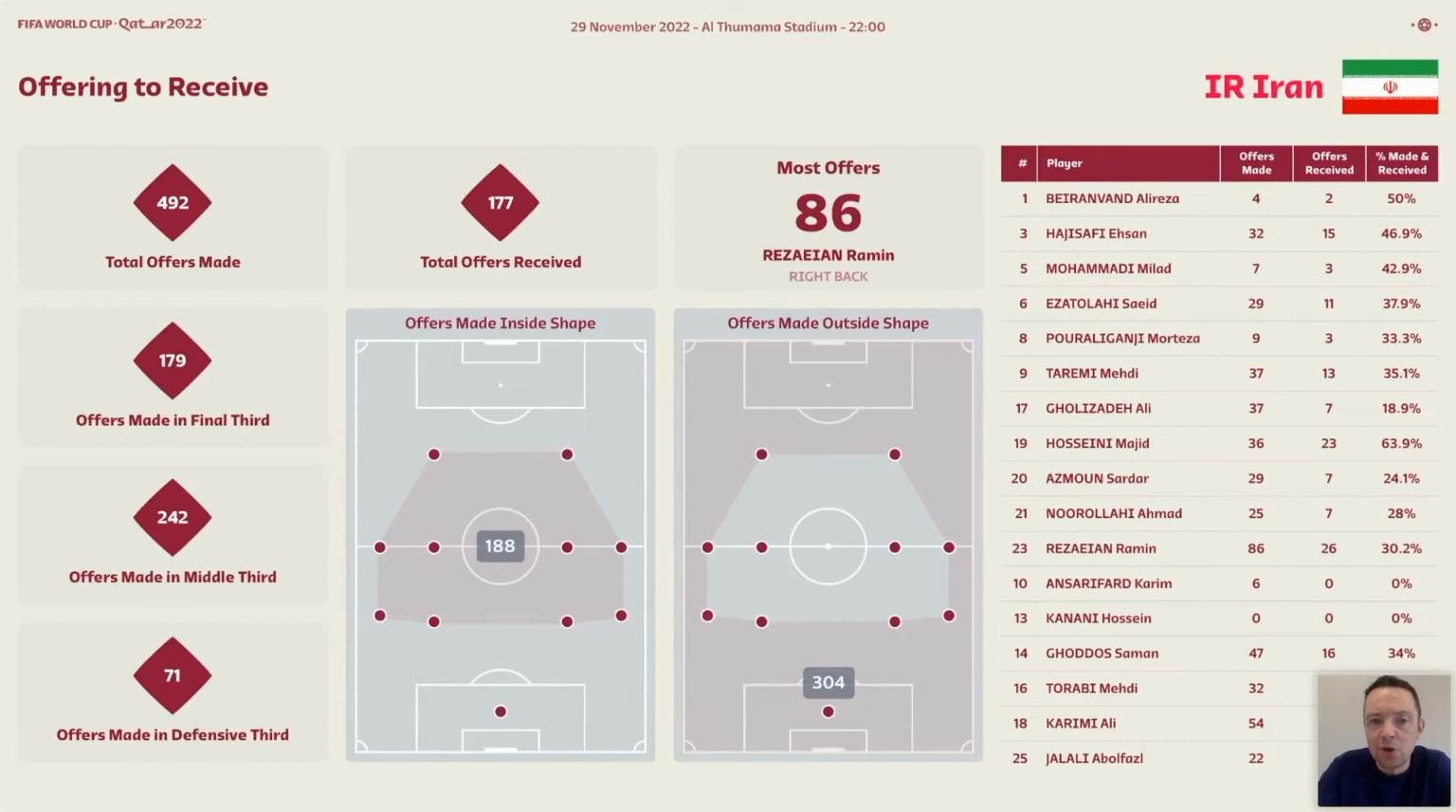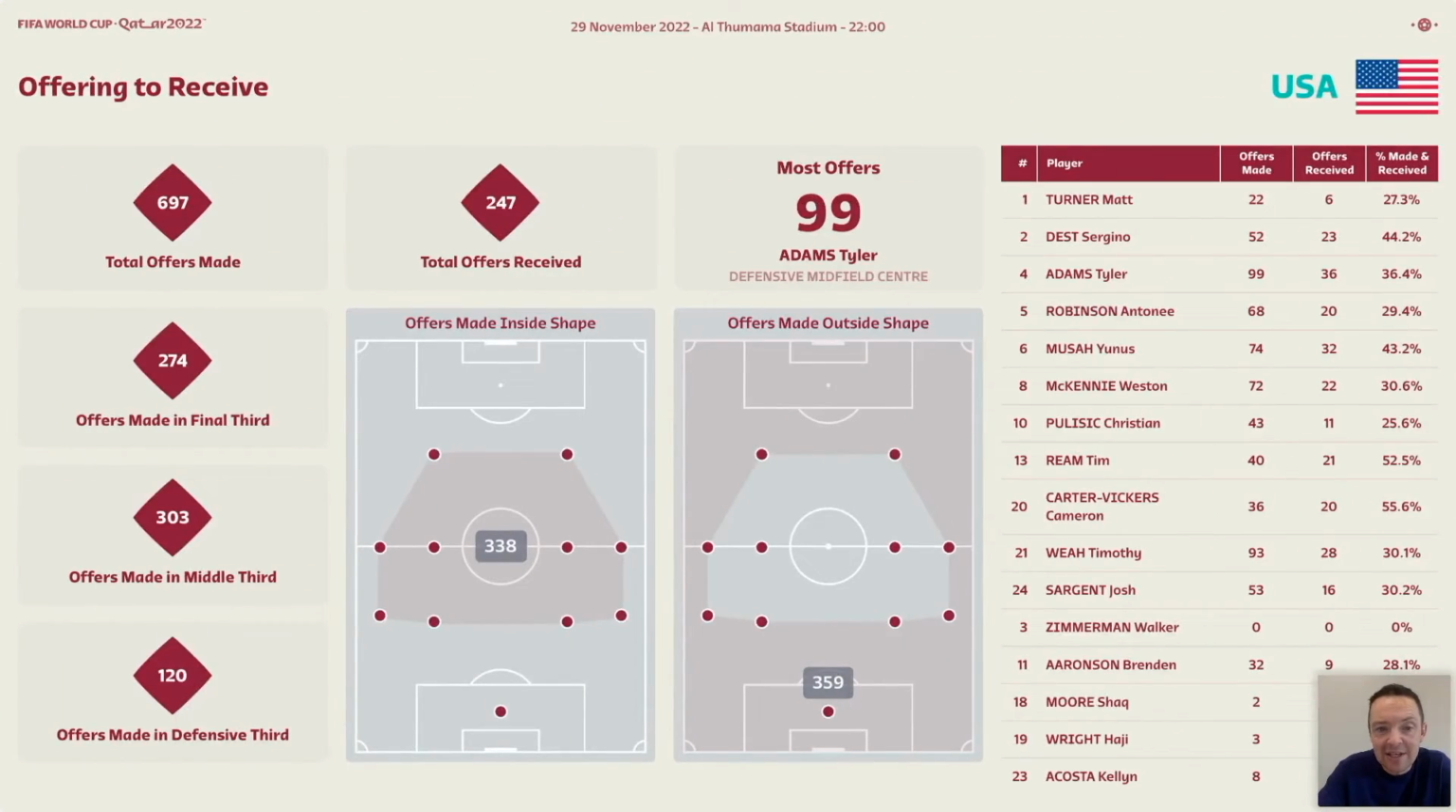Offering to receive. So where can you find players in the system? Inside the shape, Iran, 188 times someone offered to receive the ball inside their shape. But the US was 338. So if you connect that with, again, progressive passes and offering to receive, you can get that understanding of context really, really well about the game. And the US were very progressive with their passing. They were very good in possession, particularly in the first half when they were chasing the game before they got the goal. And you can see there on the left, 303 offers in the middle third.